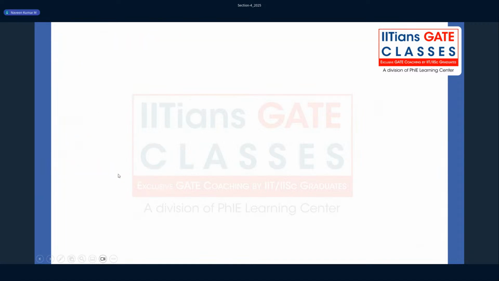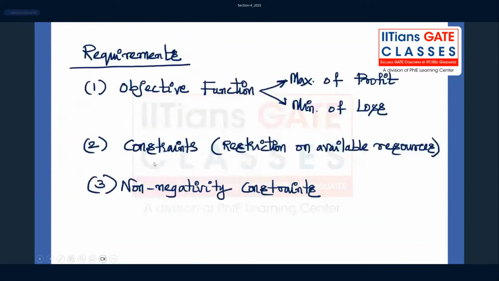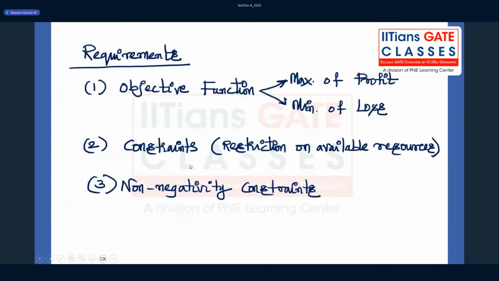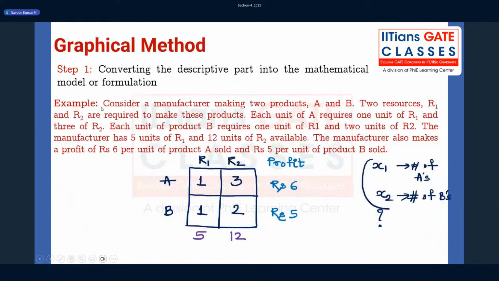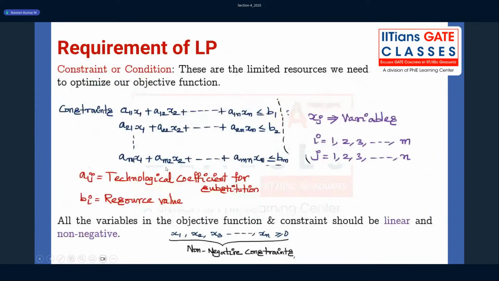Now let's go into the next one, where we're continuing with the previous one. So that was this: 6x1, 5x2, and these two constraints. So same thing. We have completed step one, that is converting the description into the mathematical formulation. Once we have this formulation, then we are going to use this graphical method to solve it.